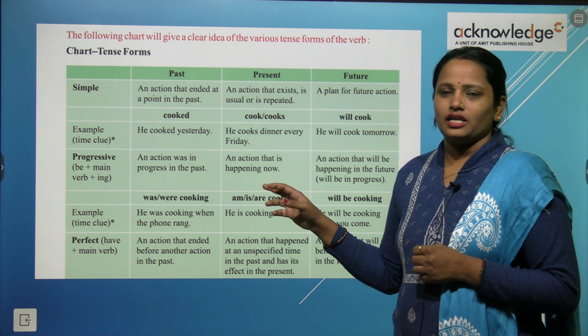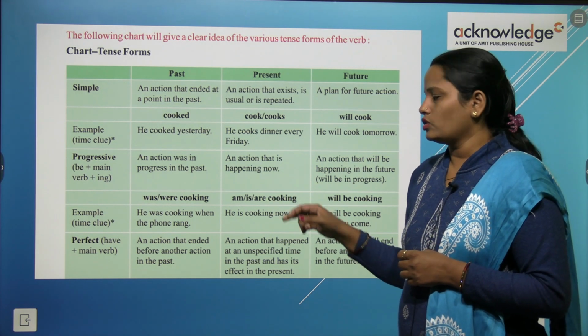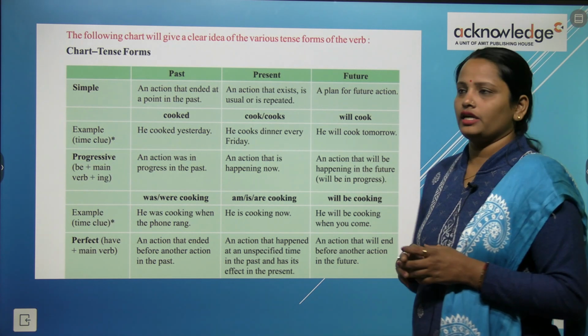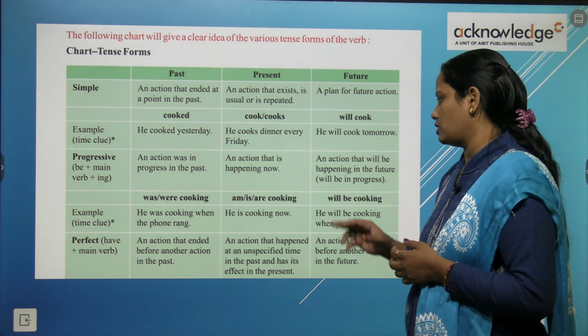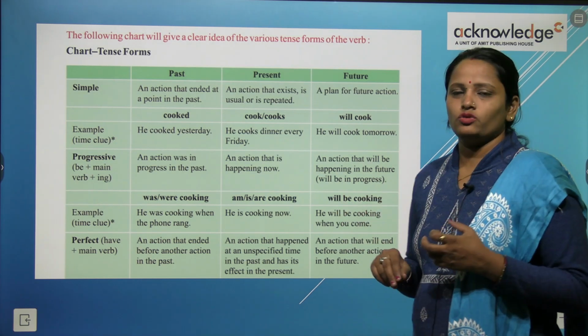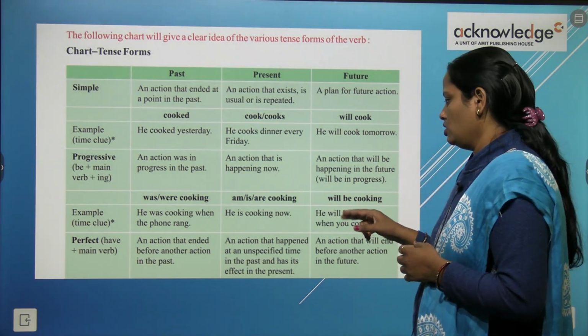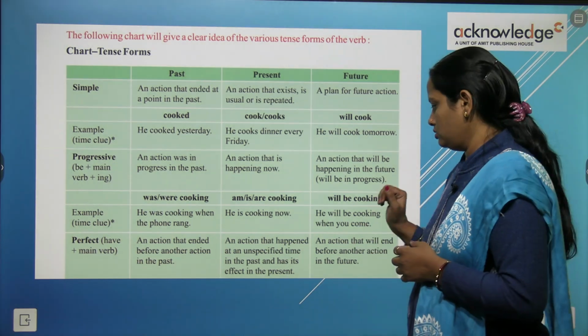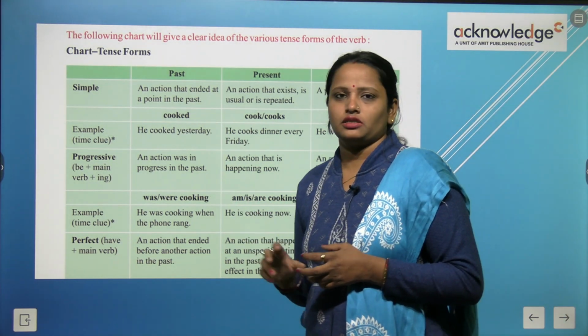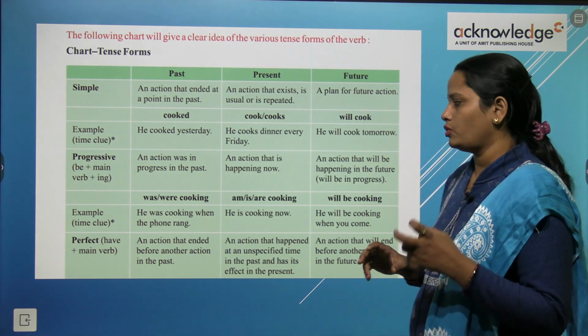So am, is, are is used with cooking, so he is cooking now. An action that will be happening in the future, एक action जो होने वाला है future में, will be in progress. So यहाँ पे हम will be use करते हैं cooking के साथ. So he will be cooking when you come. So यहाँ पे हमने दो tense के दो form पढ़ ली, simple and progressive.